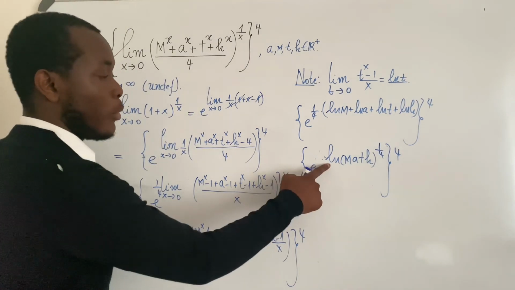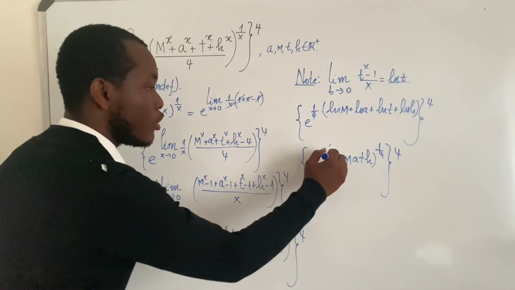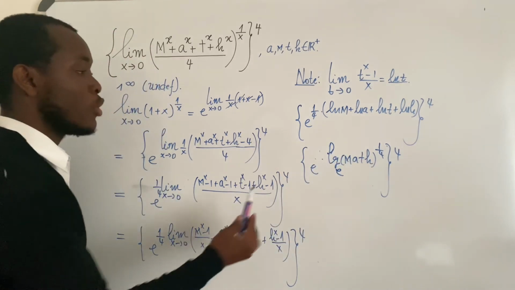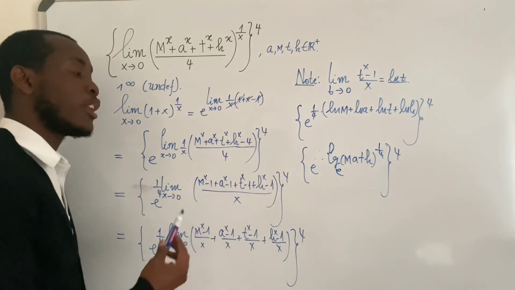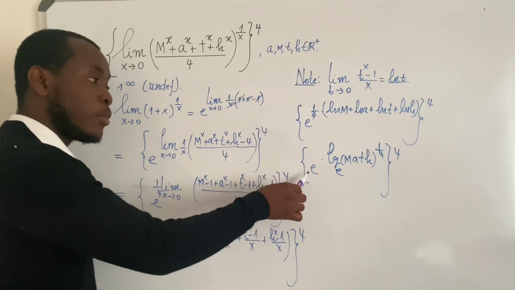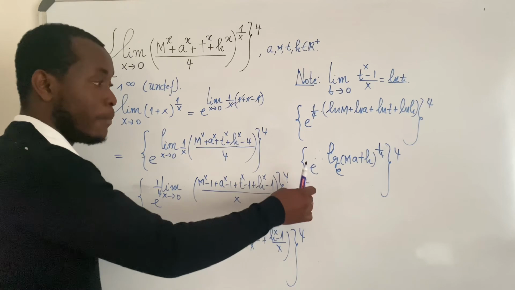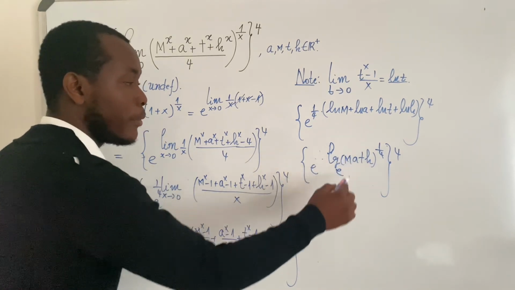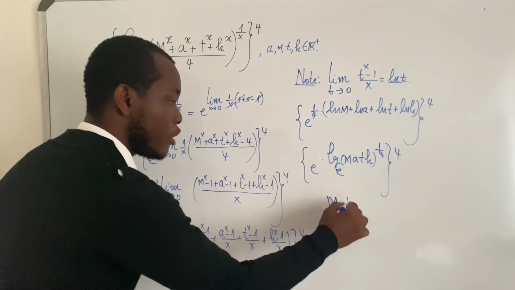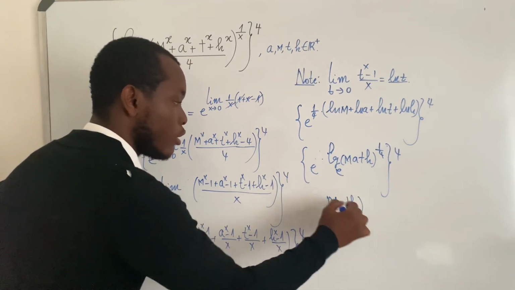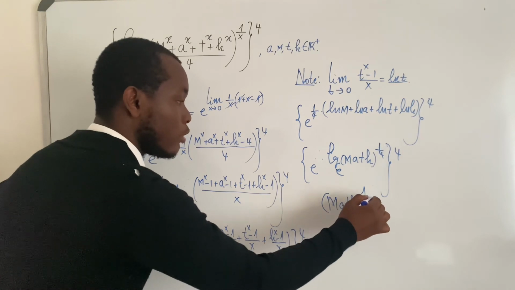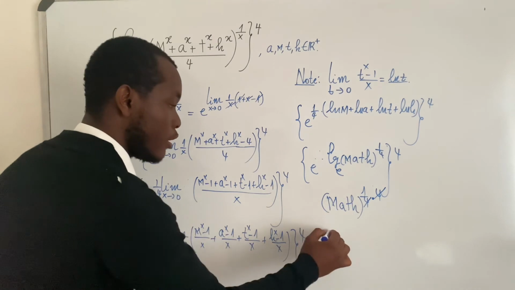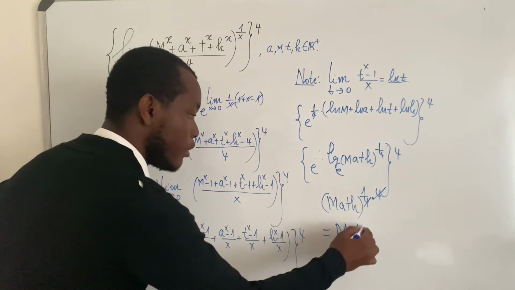Now, what is ln? Ln, we know that it's log of the argument to the base Euler. So we have base Euler, we have base Euler. We can cancel out when the main base of the power is the same as the log base, which is Euler. So we will remain with the argument, which is math to the power 1 over 4 times 4. So 4 and 4 cancel out, then the result will simply be math.